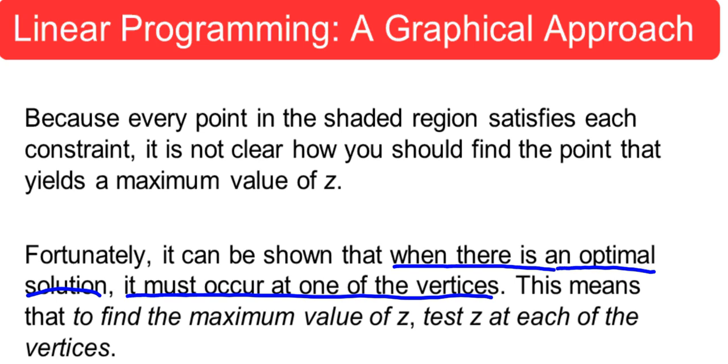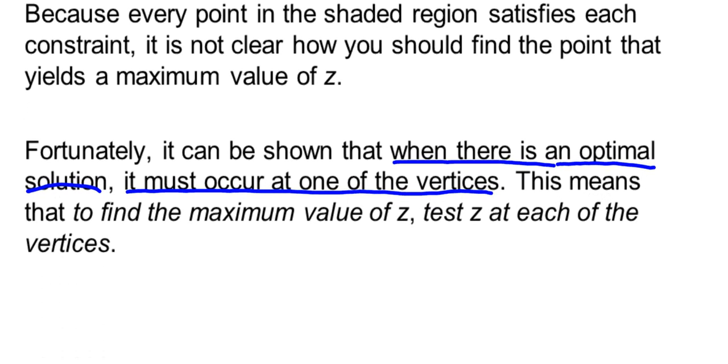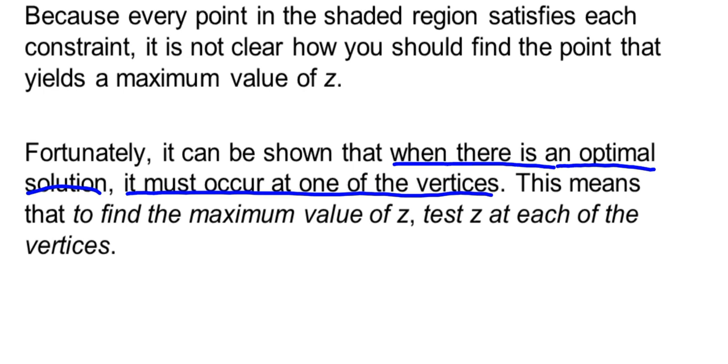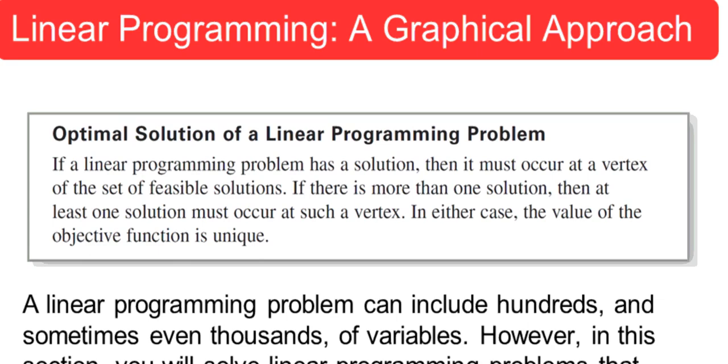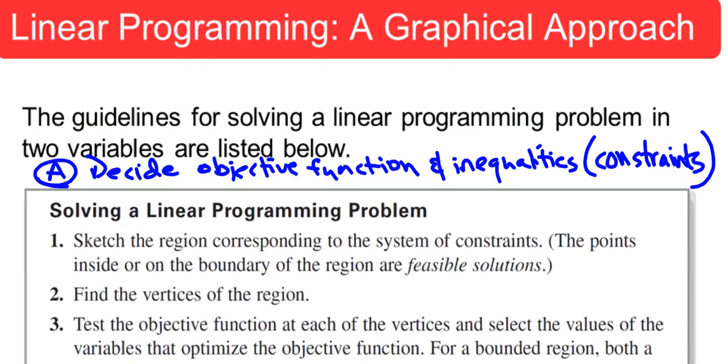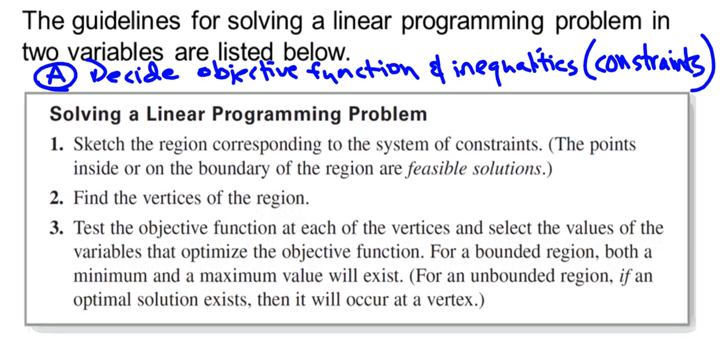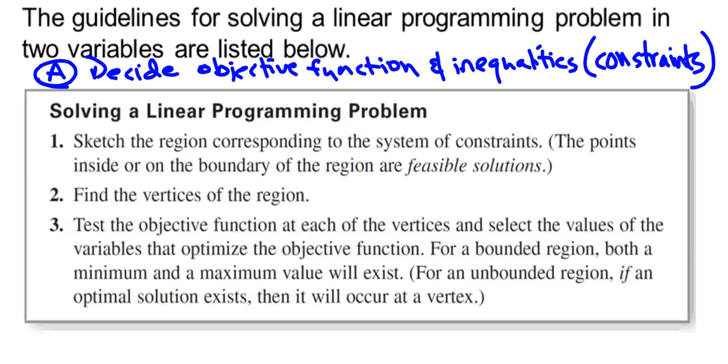Because everything in the shaded region satisfies the constraints, we want to look for the optimal solution, and that must be at one of the vertices as we look at that. I'm going to go to this next slide. This is the way to find the optimal solutions. Well, I didn't say that very well. So I did add an A step.